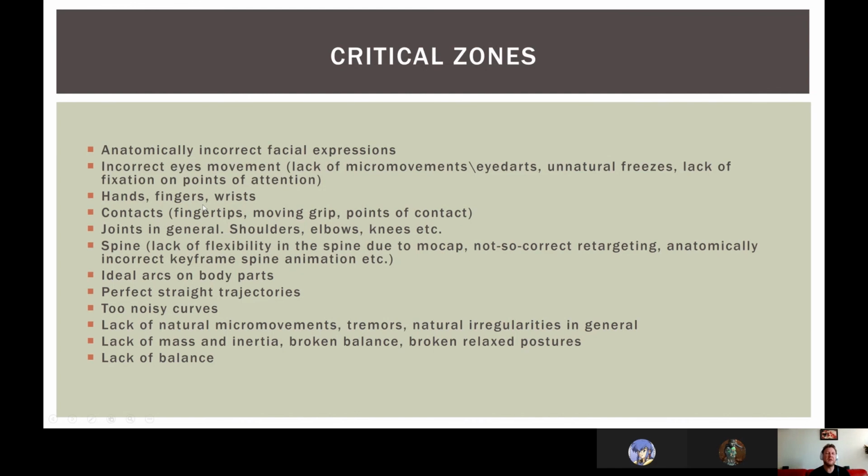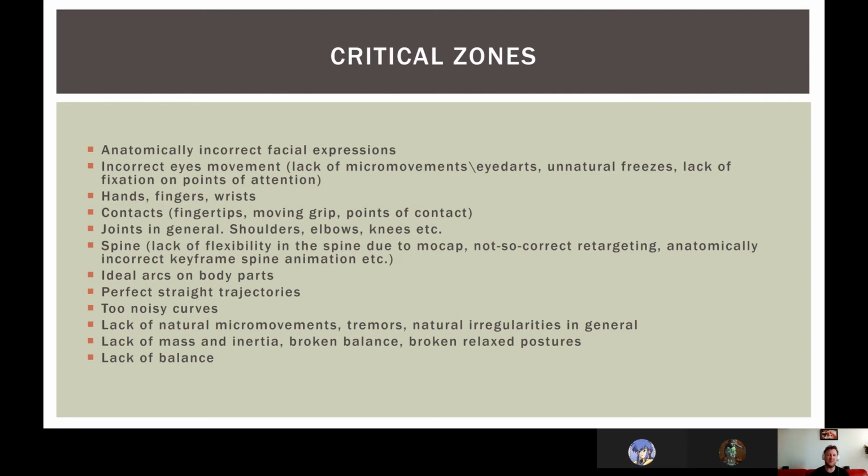Next one is incorrect eye movement. This is the pain for everyone because the eyes move in such a complex way. There are lots of micro movements, eye darts, some kinds of freezes, fixation on points of interest and changing these points of interest with a specific rhythm.